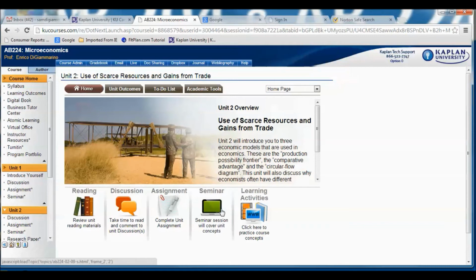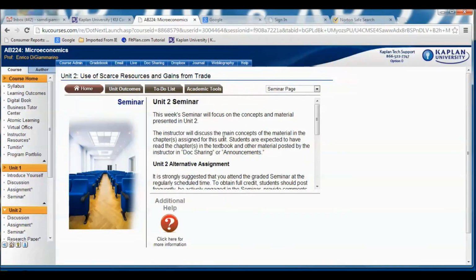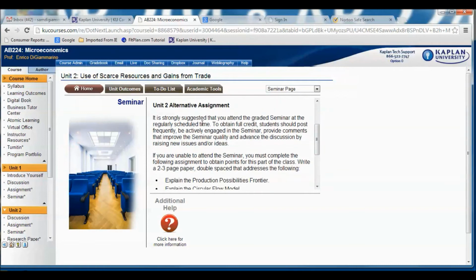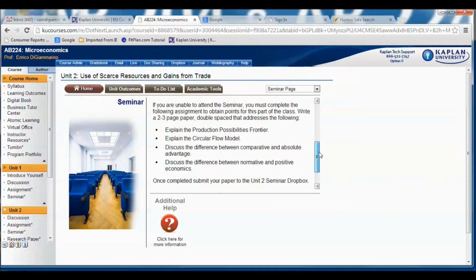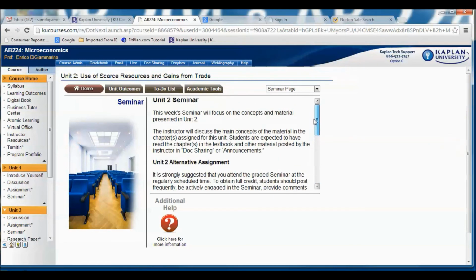Okay. Now the seminar, the link for the seminar, when you click on that, it tells you what the seminar is going to focus on and how to access the seminar. But more importantly, if you must miss a seminar, it tells you what the alternate assignment is. Okay? And it tells you 2 to 3 page paper, double-spaced, addressing the following, where you define those things. Okay? If you want your 15 points and you missed the seminar, fill that out and write up the paper. Okay?